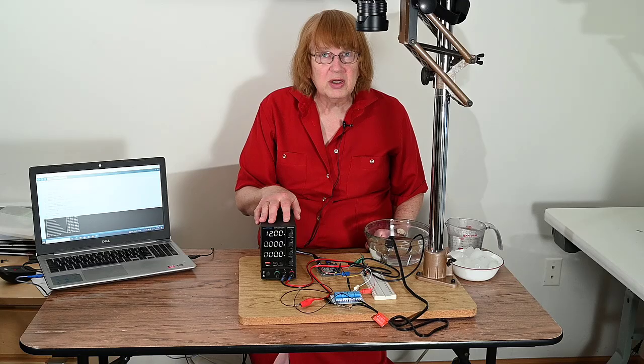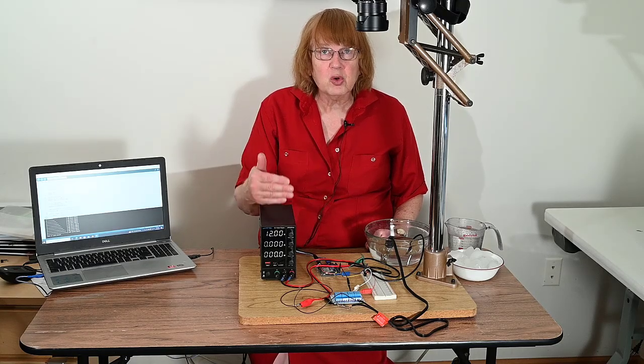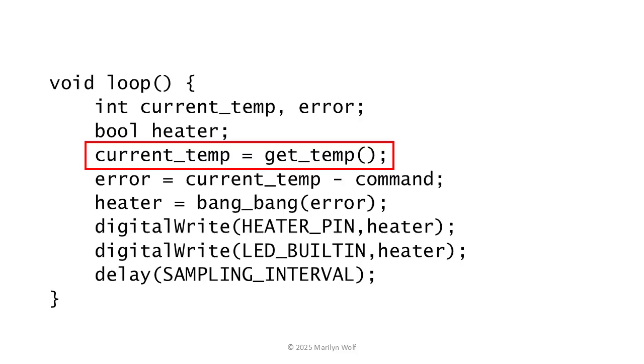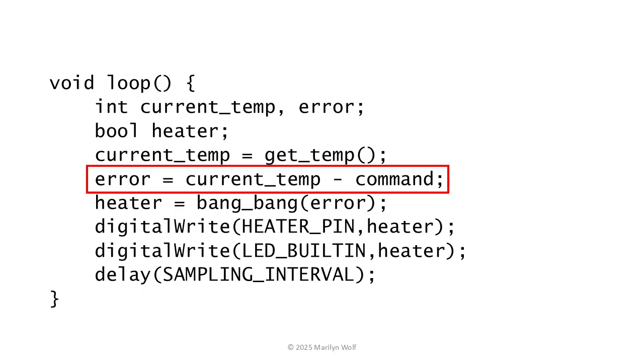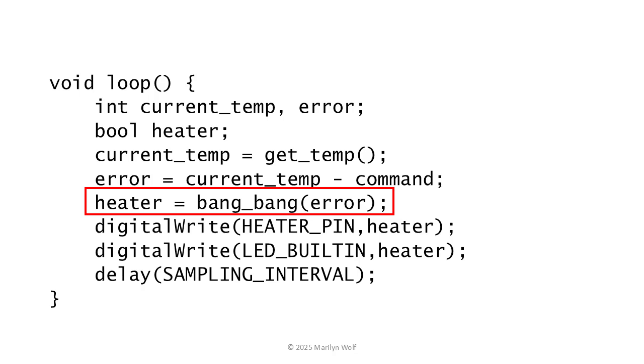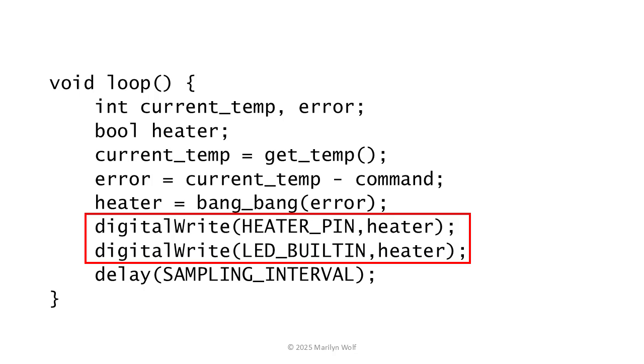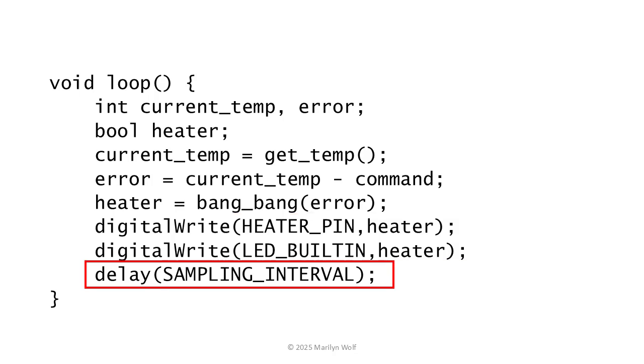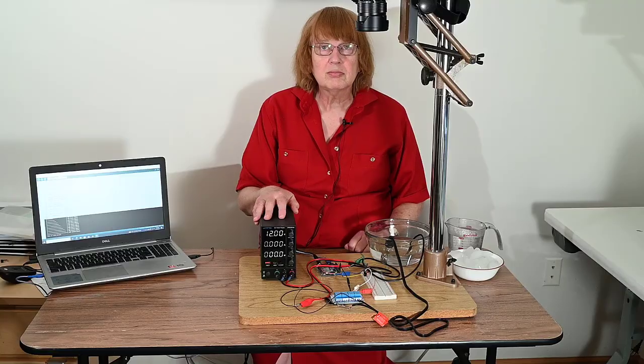The loop function in Arduino performs the control action periodically. We read the temperature value, compute an error, compute the control law output to decide whether the heater should be on or off. We then write that value to the digital output that controls the heater. We also write the value to an LED to indicate whether the heater is on. We then go to sleep until the next sample period.